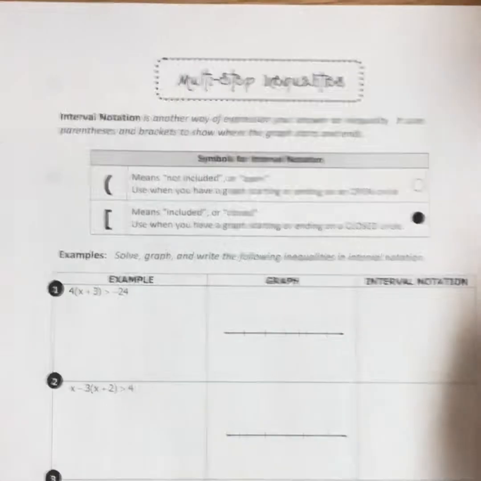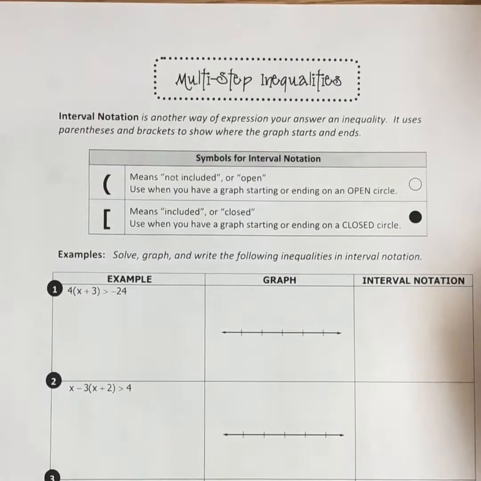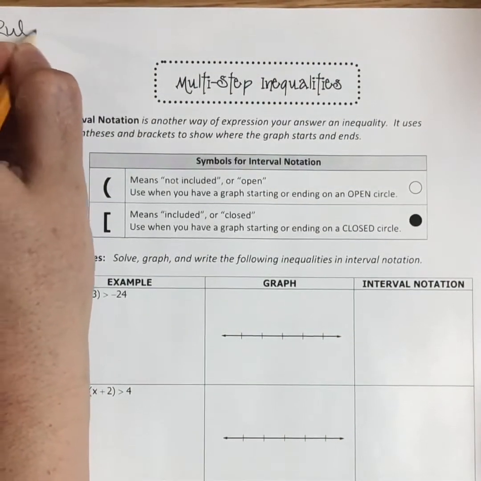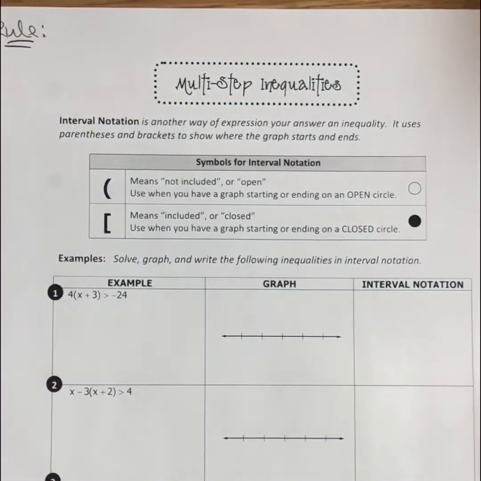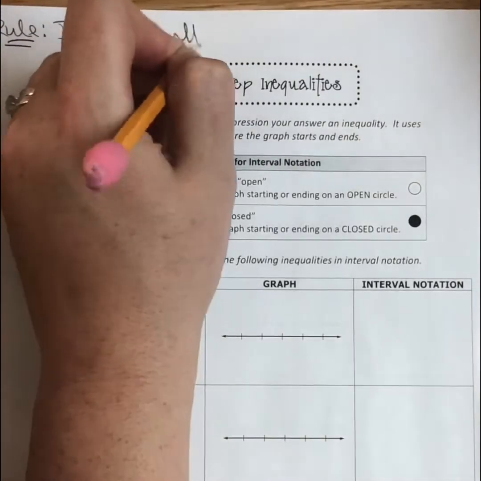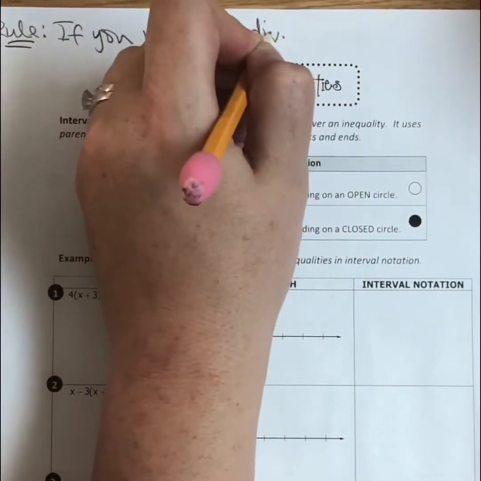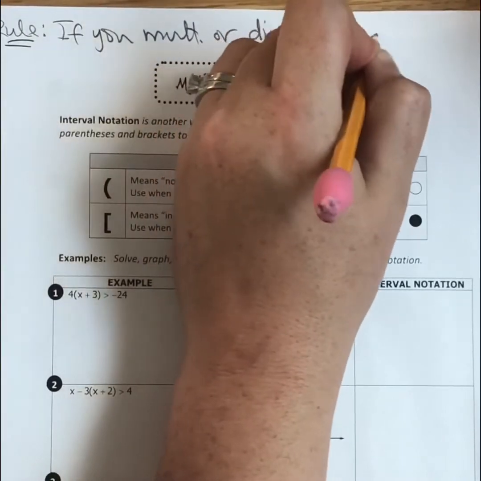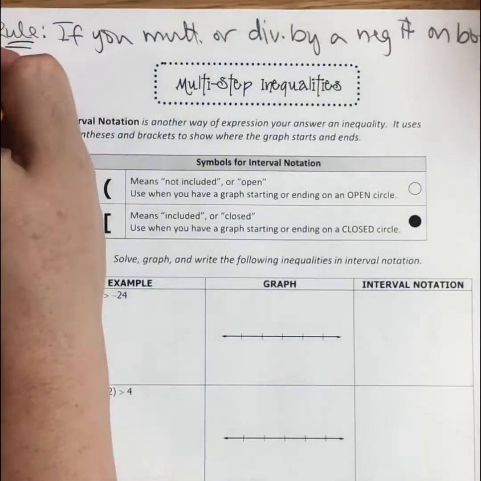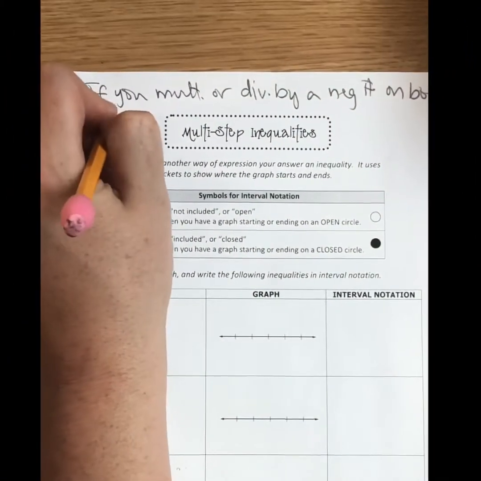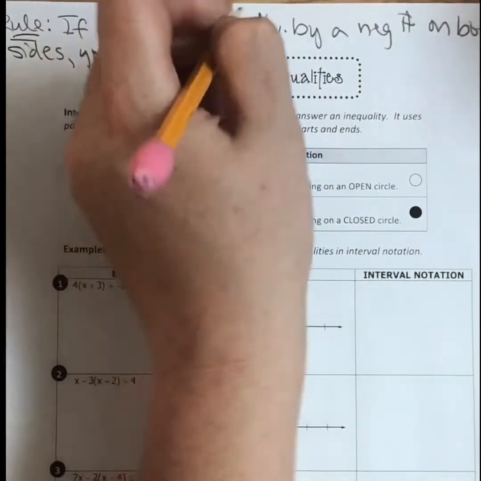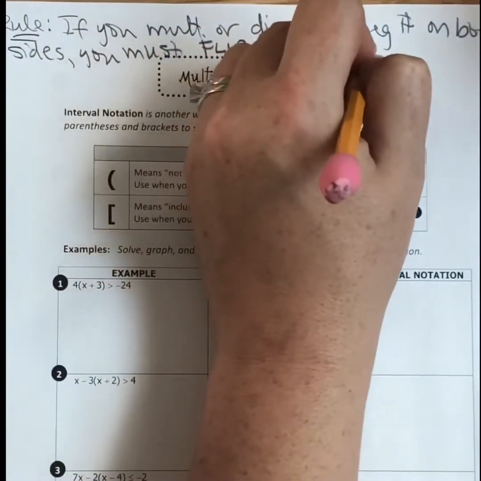So in this lesson, we're going to be solving multi-step inequalities. The same rule applies as in our last inequalities lesson, where if you multiply or divide by a negative number on both sides, you must flip the inequality symbol.